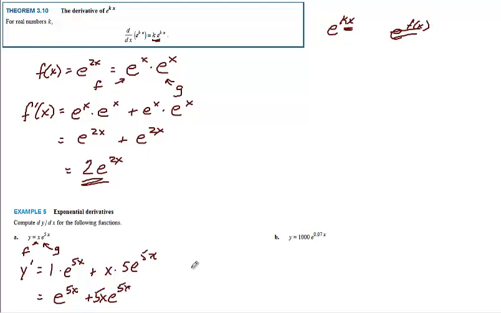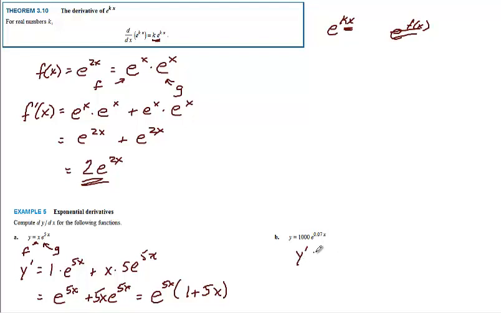Okay, that is a fine answer. If you like, you could factor out e to the 5x and say that that's 1 plus 5x. That's also pretty cool looking as well. Either one of these two answers is correct. Let's go to the next one.